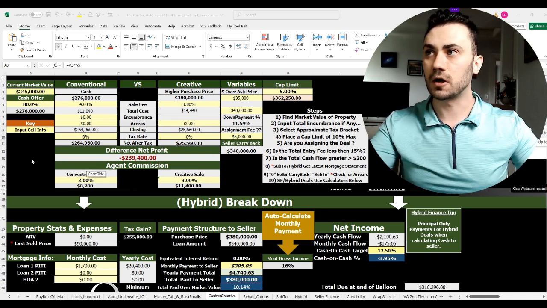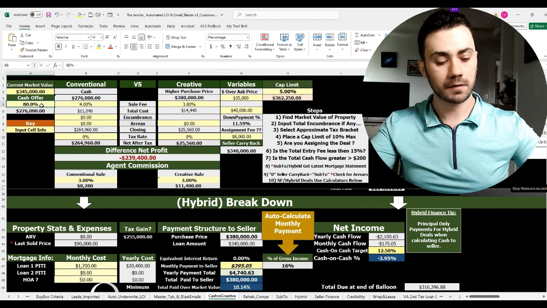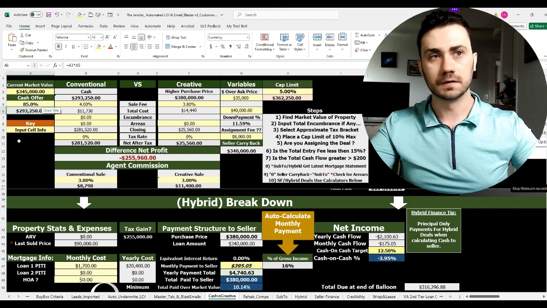So for this cash offer, 80% of the current market value is $276. I think we can do better than that. Let me try 85% and see what that would look like. It's currently listed at $372.